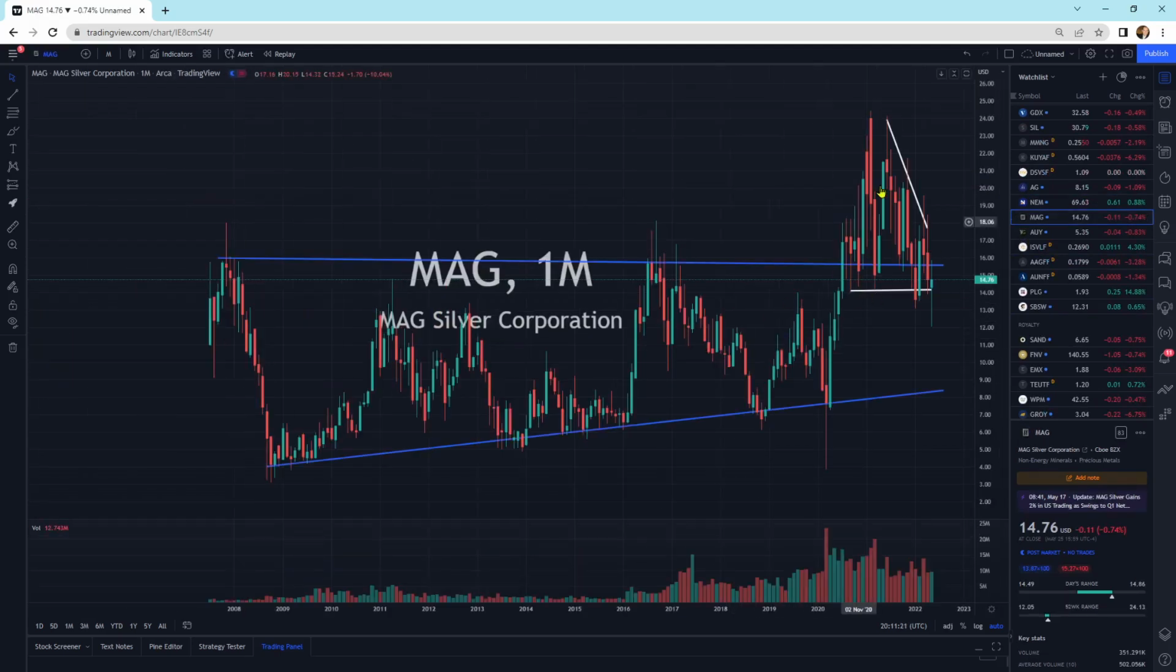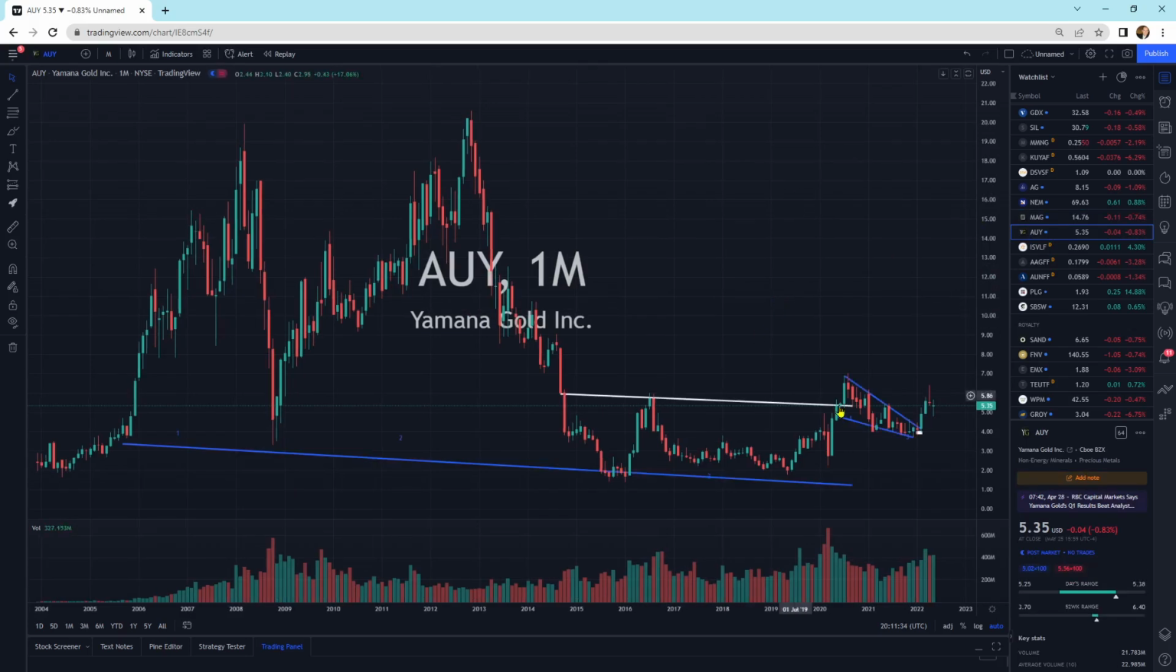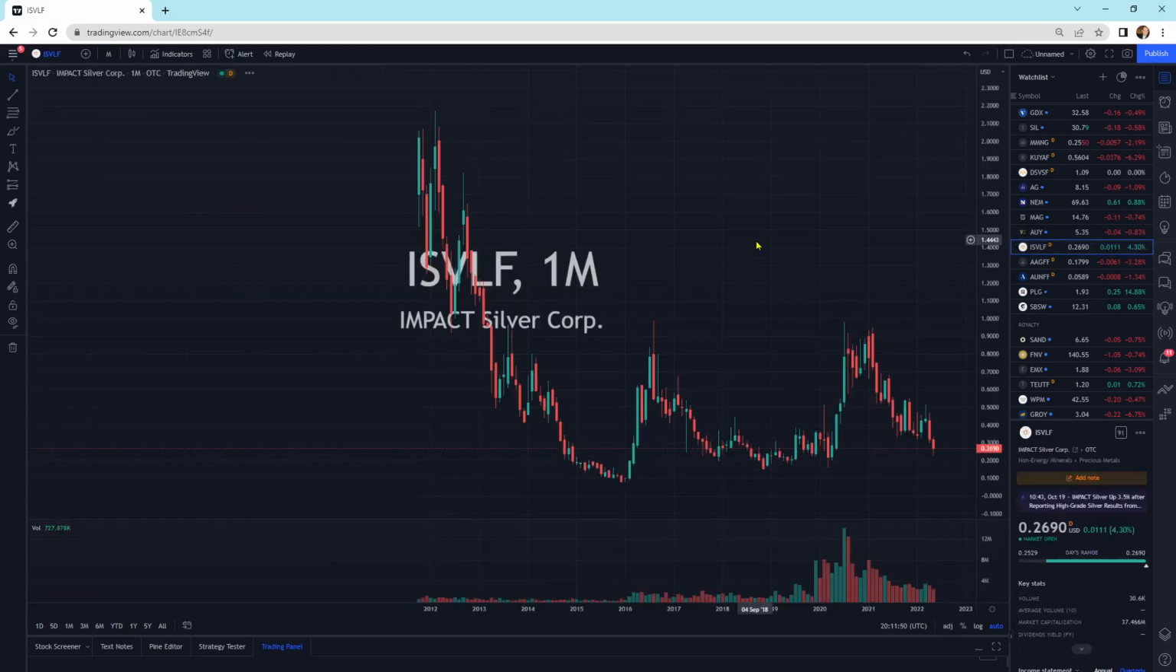Mag Silver, we had broken out, and we're kind of just backtesting, retesting, basically fading slightly lower with Mag Silver back within the pattern, but we'll see what happens next. AUY, again, we're trying to break out of this resistance line, and we keep hitting our head on it. And that's where we're at. We're right below the big resistance line, and if we can break through here, I think we'll see probably a big move higher.